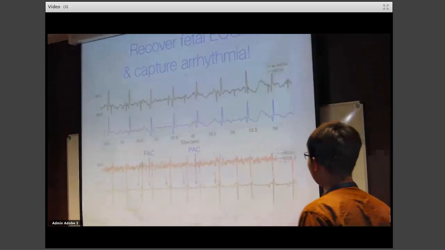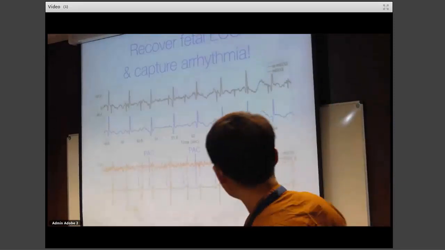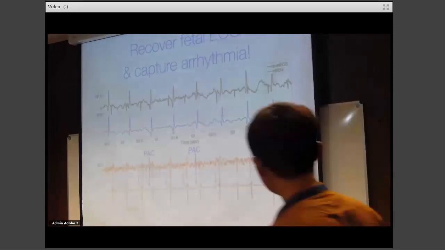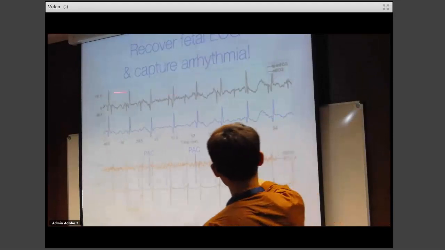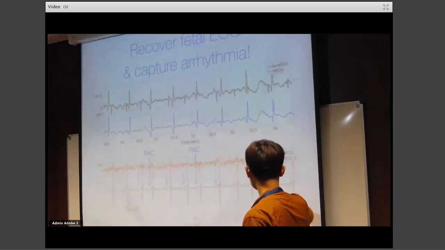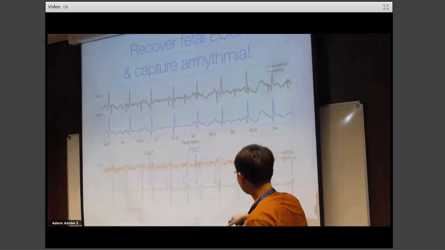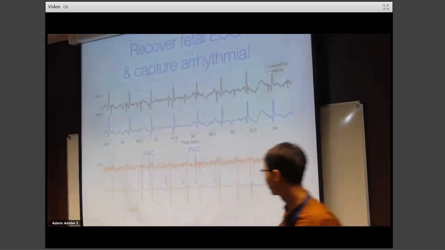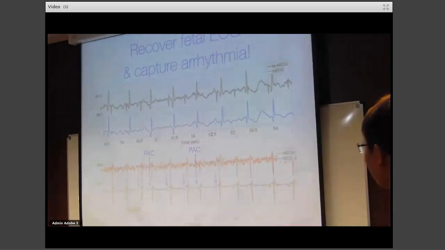And if the patient has premature atrial contraction, you can also catch it. For example, this is the signal, and you do the reconstruction here. You see most of them have a very clear P wave, but here the P becomes distorted, so the PAC gets recovered back, and so on.